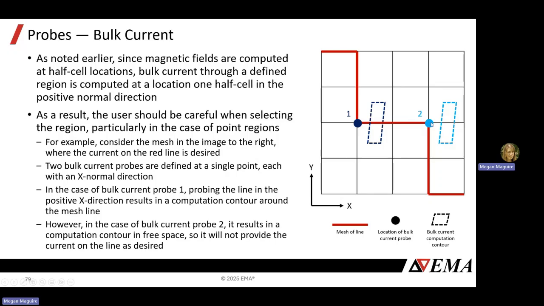However, if you place your bulk current probe at location 2 here, you see in the model it's on the cable, but it's using the magnetic fields in the positive x direction, half a cell away, that don't lie on that cable. So it'll be probing current in free air. It may look like you're probing the current on the cable, but you're not. So just be mindful of where you place these probes as well as the normal direction. That's one thing to keep in mind.